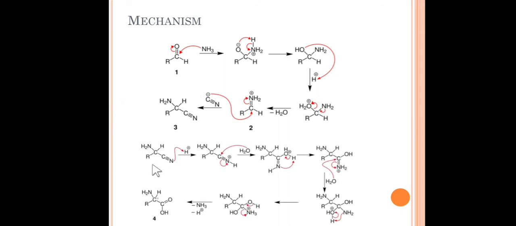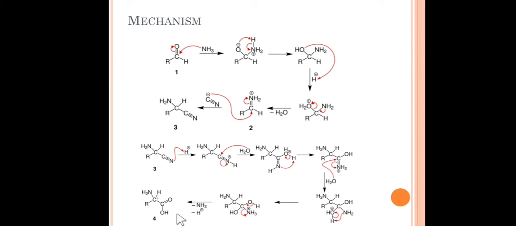Now we have this 3, that is an amino nitrile. The nitrogen of this nitrile will abstract a proton, and that intermediate is attacked by a water molecule. We get this type of intermediate, which after proton exchange and another attack of a water molecule gives this diamino diol. This diamino diol, when heated or treated with acid, loses ammonia, and after the loss of ammonia we get the alpha amino acid. So this is the mechanism for the Strecker amino acid synthesis.